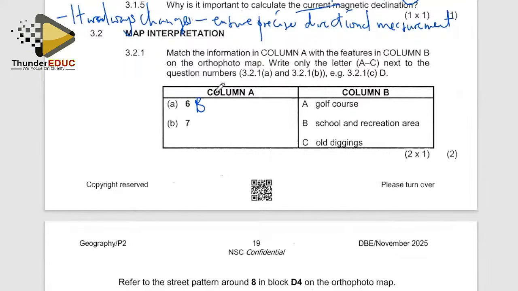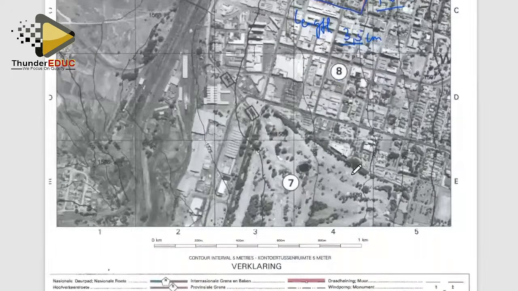Then area 7, we go to our orthophoto and try to figure out where area 7 is. We see that area 7 is in this vegetated area here, which is approximately on the mid south part, stretching to the eastern side. This is an area with vegetation.